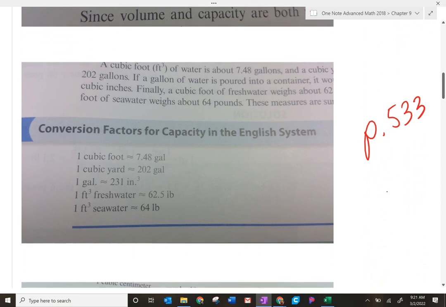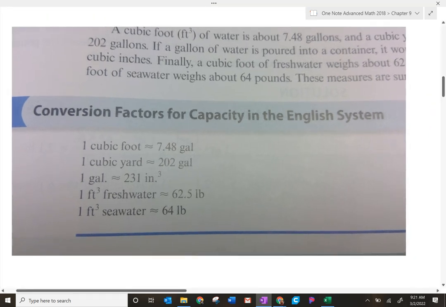All right, and then this one. The conversion factors for this stuff, where we're talking about cubic feet, cubic yards, or gallons. Just gallons, not cubic gallons. What would this stuff be used for? Transporting liquids or storing large amounts of liquids. Yeah, awesome. Transporting liquid, or storing large amounts.